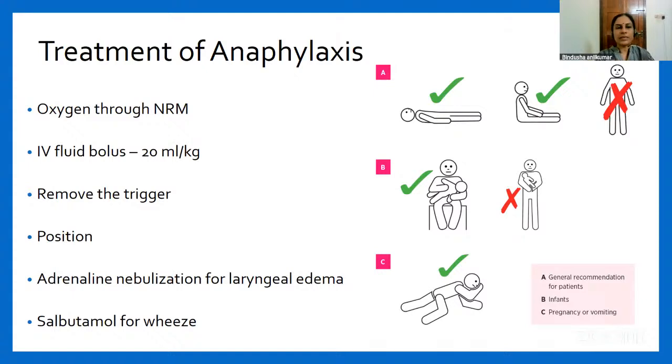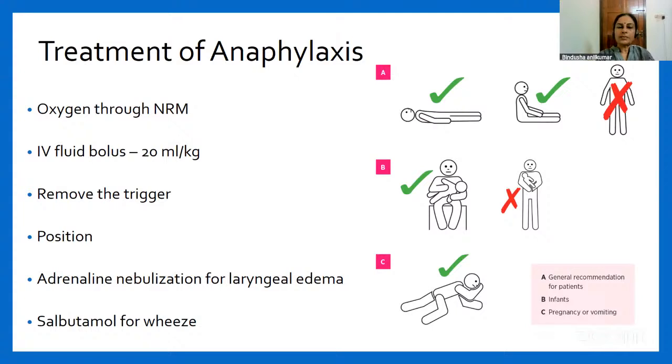This child is having respiratory distress and hypoxia. So the child has to be given oxygen. Oxygen can be given through the non-rebreathing mask. We will see the non-rebreathing mask in the subsequent slides. Okay, and since the child is having shock also, patient should be started on IV fluid boluses, 20 ml per kg of normal saline should be started. And if the trigger is still there, it has to be removed.